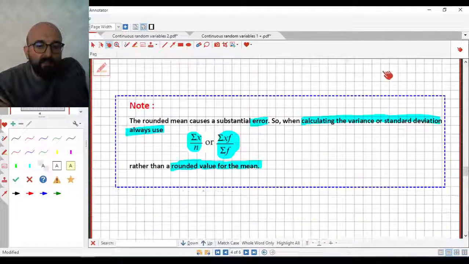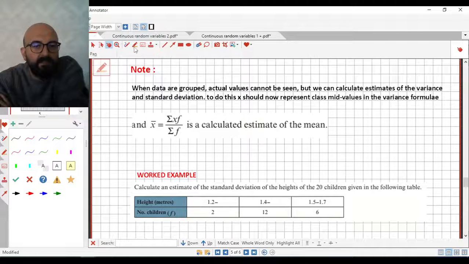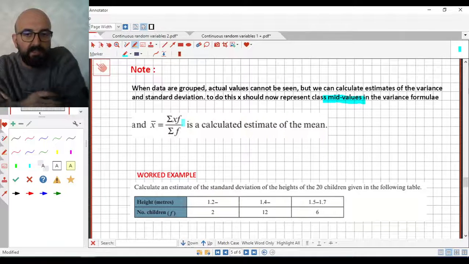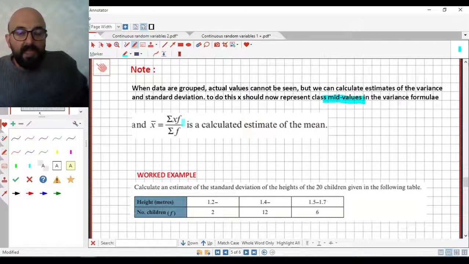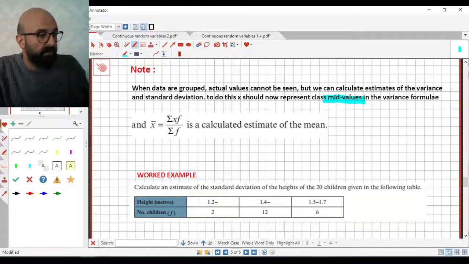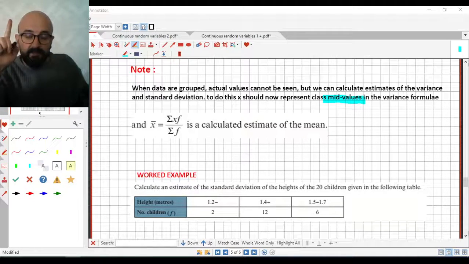Okay, and now the other note: when data are grouped, actual values cannot be seen, but we can calculate estimates of the variance and standard deviation. To do this, x should now represent class mid values in the variance formula, and we should use class mid values, but we will talk about this situation in the next lesson. For this lesson we have no time.